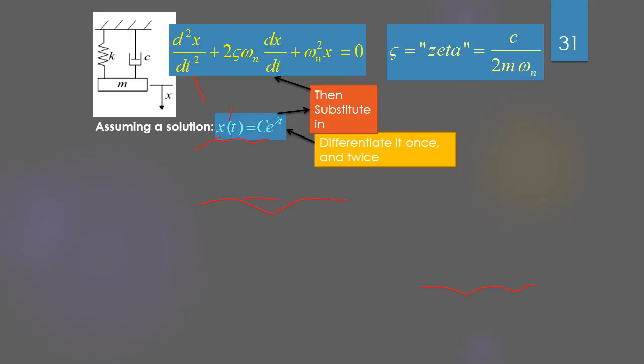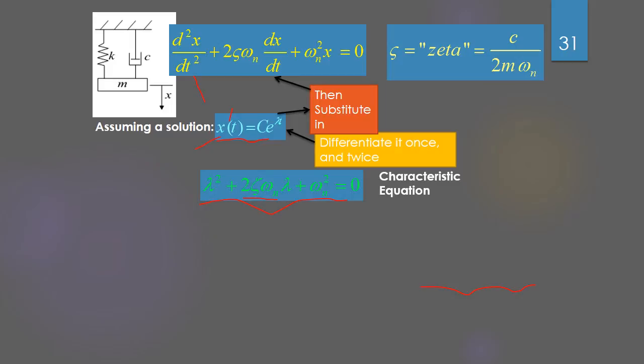Now first of all, we bring the previous equation from the previous slide and we apply it over here. First of all, we assume a solution as this one. Then we differentiate it once, and then we differentiate twice. Then we get the first differential and the second differential.